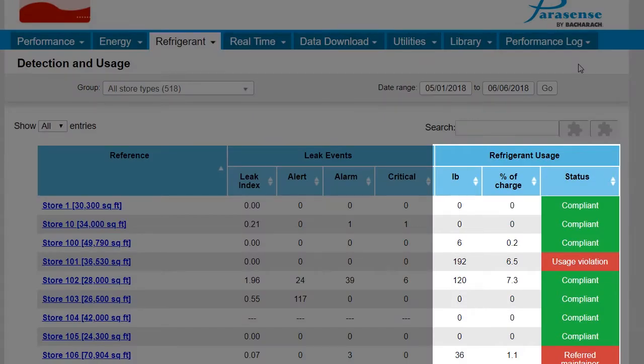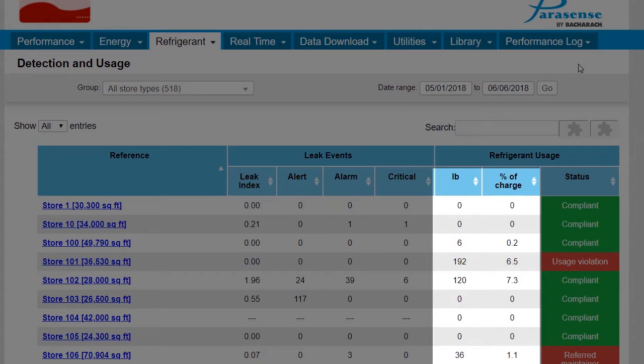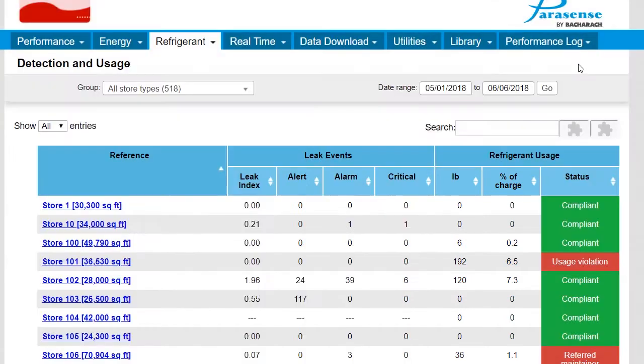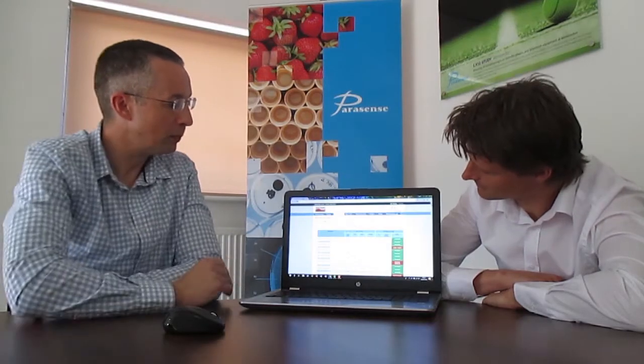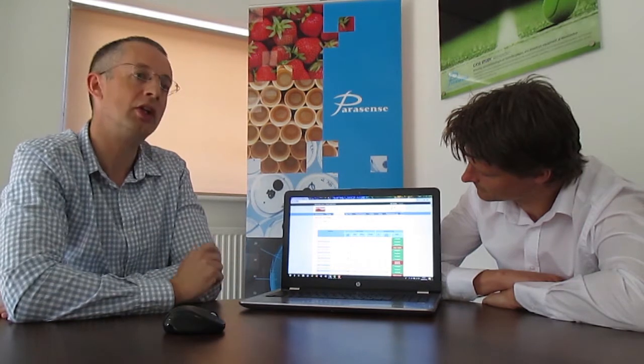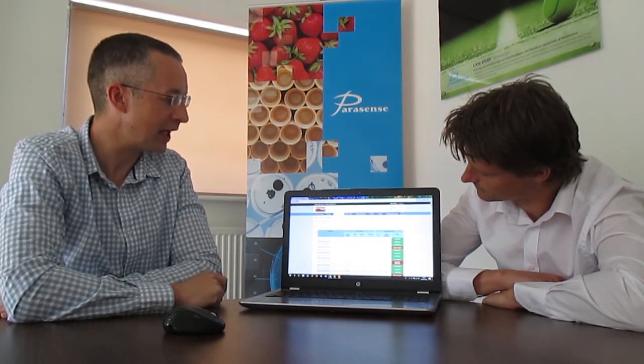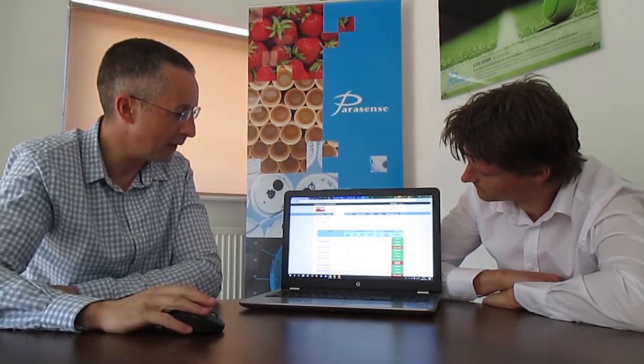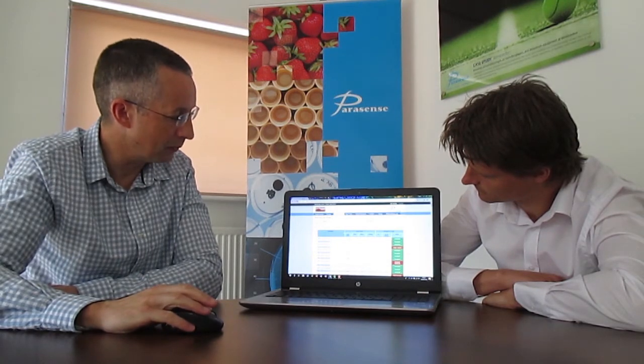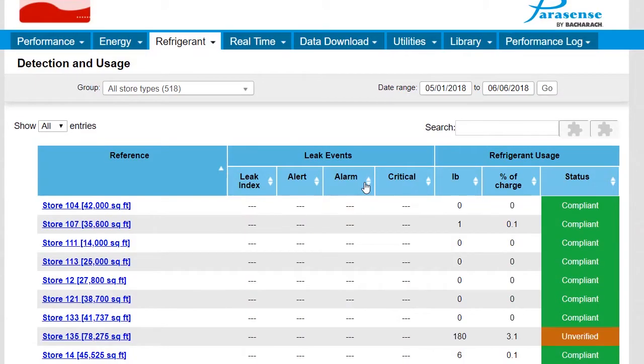Key information that we have on here at the moment is percentage of charge and amount of refrigerant added in either pounds or kilos, depending if we're in Europe or we're in the US and other countries. Within this report, we can sort information, so we can look at worst performing assets, worst performing stores, by simply selecting one of the columns we're going to look at and clicking the sort option.